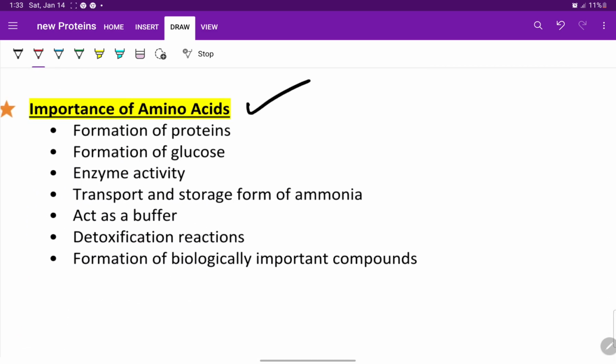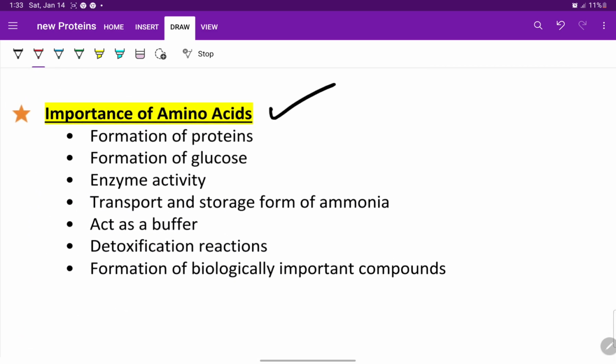So what is the importance of amino acids? Amino acids help in the formation of proteins, formation of glucose as we saw with glucogenic amino acids, and also ketone bodies with ketogenic amino acids. Amino acids after forming proteins can form enzymes. Amino acids help in transport and storage of ammonia. They act as a buffer, in detoxification reactions, and in the formation of biologically important compounds.